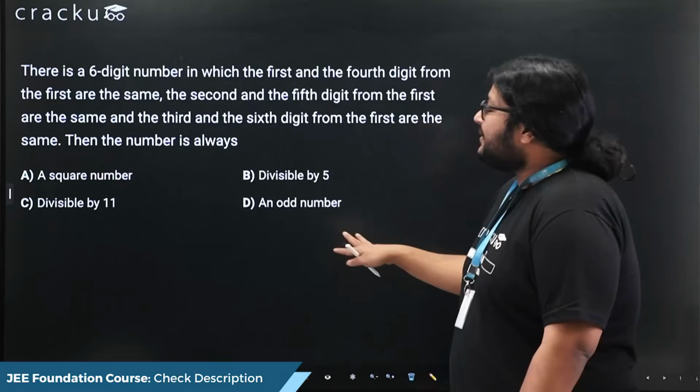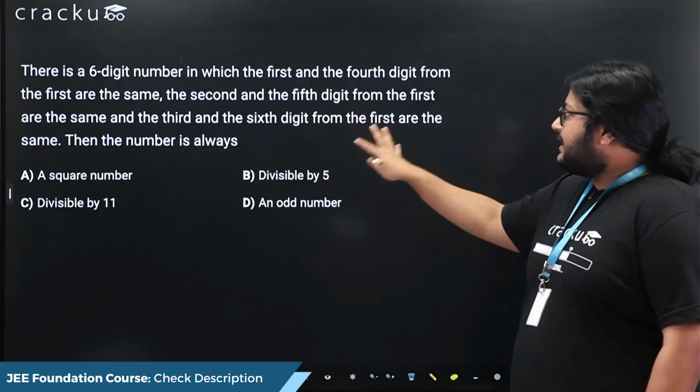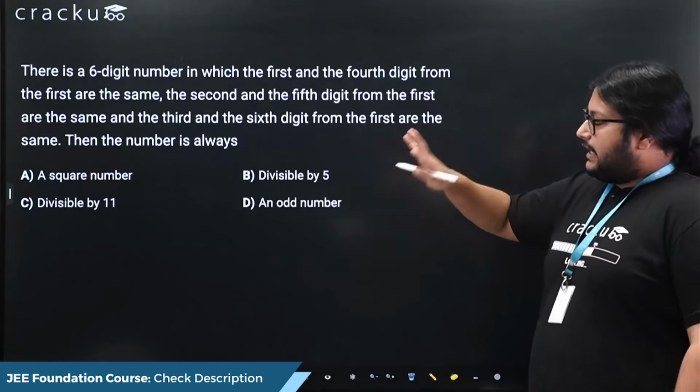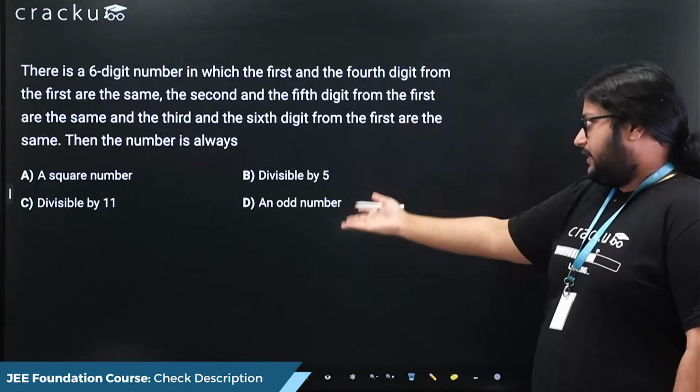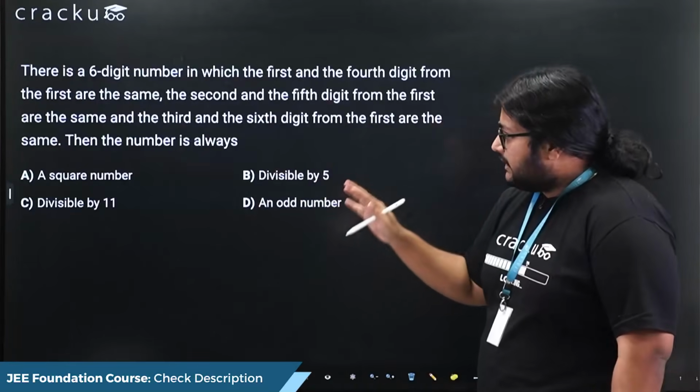Okay, so in this question we are told that there is a 6-digit number in which the first and the fourth digit from the first are the same, second and the fifth from the first are the same, and third and the sixth from the first are same. Then the number is always.